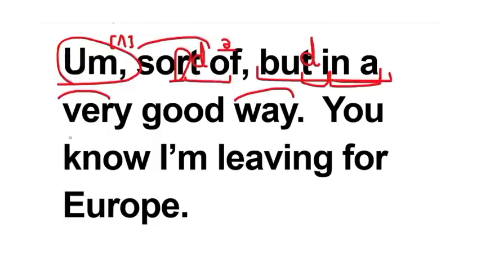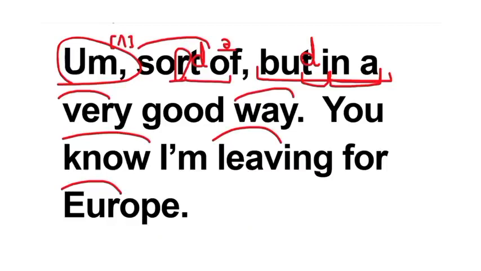You know I'm leaving for Europe. What do you hear as the most stressed syllables in this sentence? I hear know, leave, Eur. You know I'm leaving for Europe. These are all the most important parts of the sentence. The content words. Content words are nouns, verbs, adjectives, and adverbs. Here we have verb, verb, and proper noun.